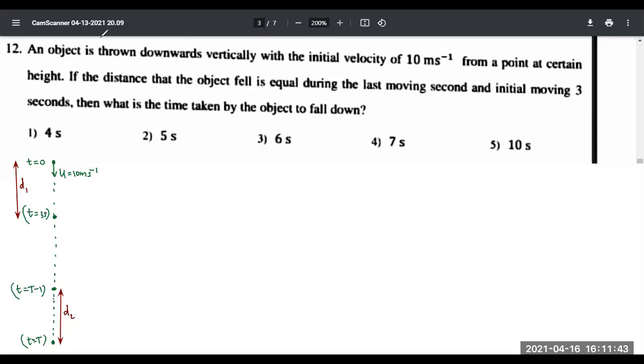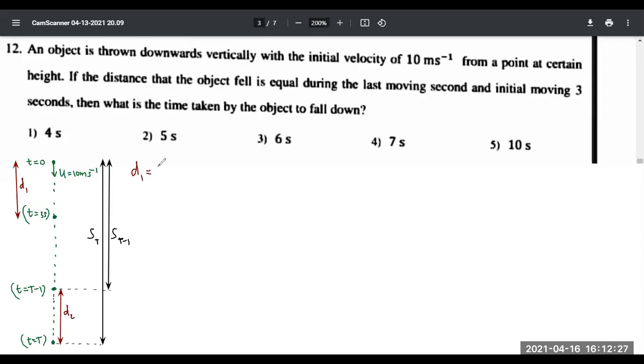To find D2, you can find the total distance fallen by the object during time T, and then subtract from that the distance traveled by the object when time is T minus 1, like this. Let's mark the distances now. This distance I'll mark as S_T, the distance traveled during time T, and this is S_(T-1). Fine. So first of all, let's find D1 quickly.